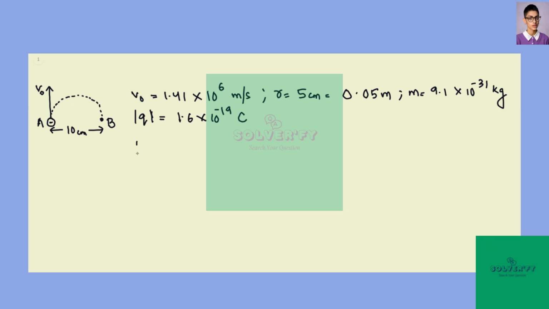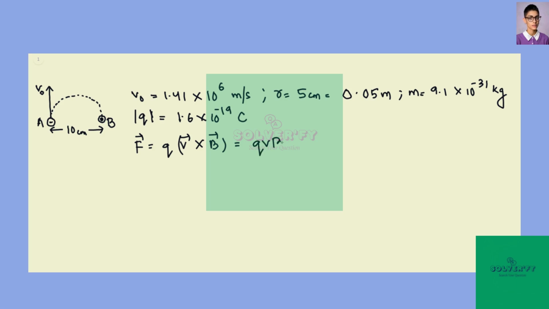So we are going to use this equation over here, where the magnetic force is given by the charge times the cross product of velocity with the magnetic field. And the magnetic field is out of the plane of the screen. That means that the velocity, which is tangential to this path, is perpendicular to the magnetic field at all times.